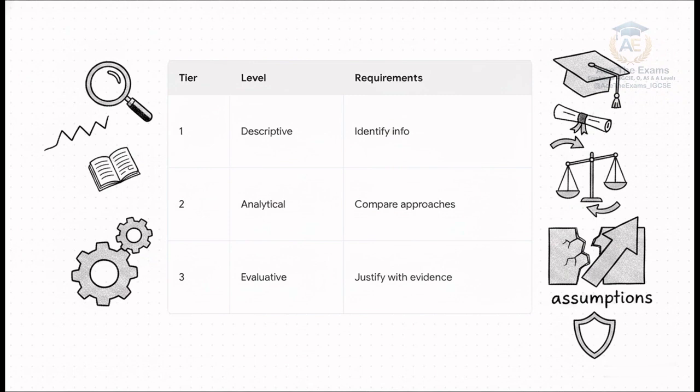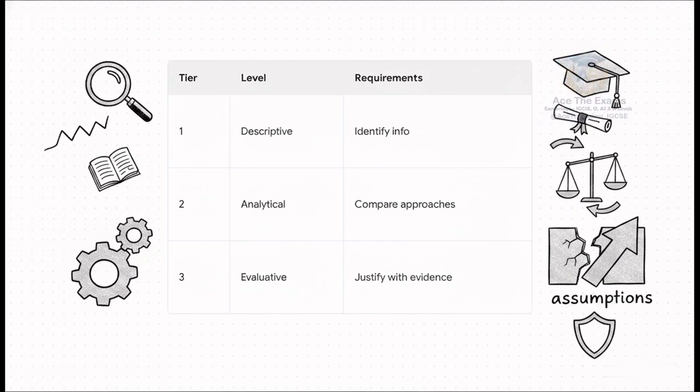Tier 1 is descriptive, just identifying the given information. It's necessary, but it won't get you top marks. Tier 2 is analytical. This is where you start comparing approaches and using the PEEL framework. But Tier 3, the evaluative level, is the absolute gold standard.